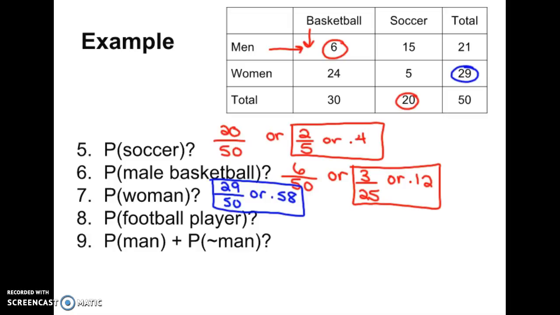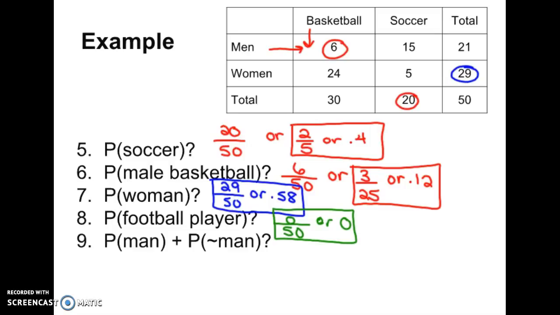Number 8, what's the probability that somebody's a football player? If you look up there, football wasn't even on there, right? So the probability that somebody asked was a football player is 0, because 0 people said they were football players. It wasn't even on the list. So 0 out of 50 people would be football players, and that's the same as 0.